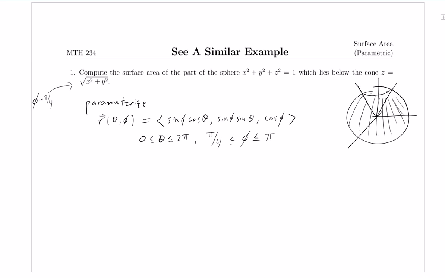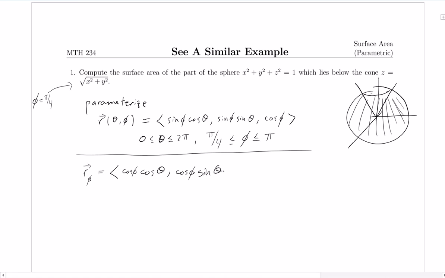If you remember from the general formula that I wrote down earlier, we need to take partial derivatives of this, take their cross product, and find the length of that vector. So we have to do all of this before we can compute the integral. So first, let's compute these two vectors. First let's take the partial derivative with respect to phi. We get cosine phi cosine theta, cosine phi sine theta, and minus sine phi.